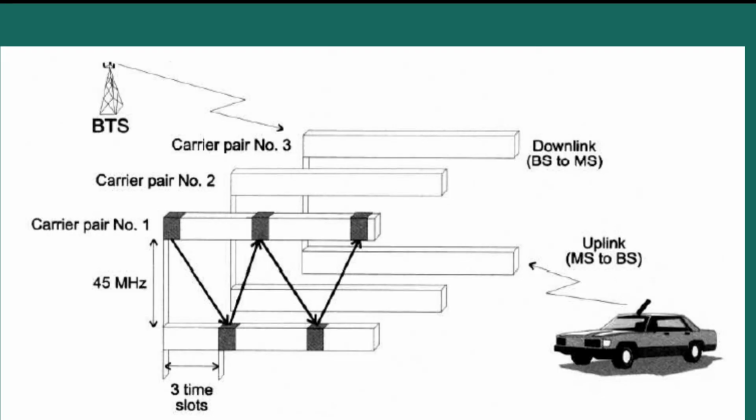Here you can see we have carrier pair number 1. It has the downlink frequency and the uplink frequency. Here you can see a 3 time slot delay between the downlink frequency and the uplink frequency. Similarly, here we have carrier pair number 2 and carrier pair number 3. So each will have the split of 45 MHz.